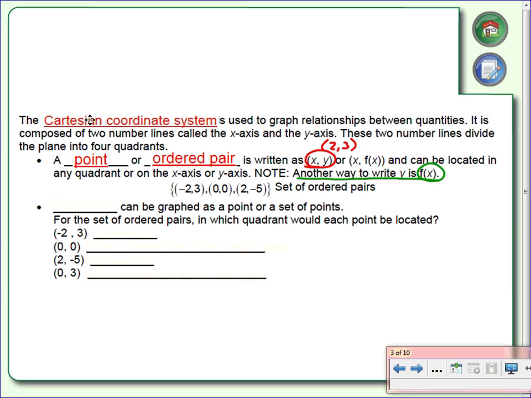So here we're given a set of ordered pairs. -2, 3, that's one ordered pair. 0, 0, that's another ordered pair. 2, -5, that's another ordered pair. So this is a set of ordered pairs. The next part here says blank can be graphed as a point or a set of points. We call this a relation. A relation can be graphed as a point or a set of points.